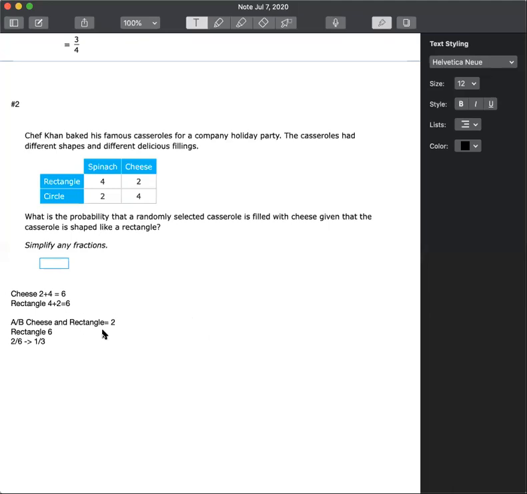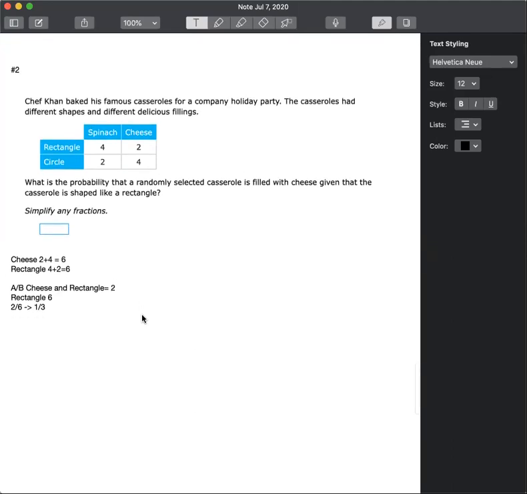All right, so you should have found that A and B is going to be on top, which is going to include the cheese, and it's going to include the rectangle, which is just going to give you 2. And then the bottom is going to be of rectangles. The last thing they asked is shaped like a rectangle. That's going to be our B. And then cheese is going to be our A, but this one we're looking for cheese and rectangle. It's going to be our top number, our numerator, and our denominator on the bottom is going to be 6, which is just going to be our rectangles added up. So 4 plus 2. So then that's going to be 2/6, which you're going to just reduce down to 1/3. Just make sure you reduce, so you don't get the answer incorrect.